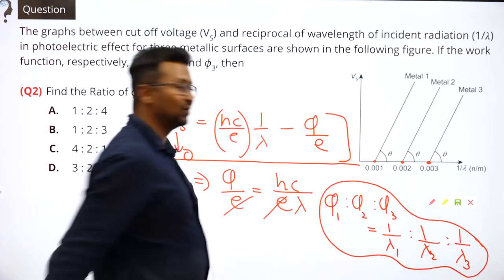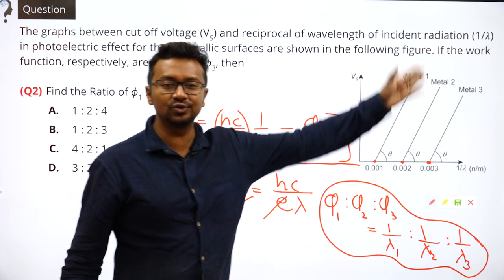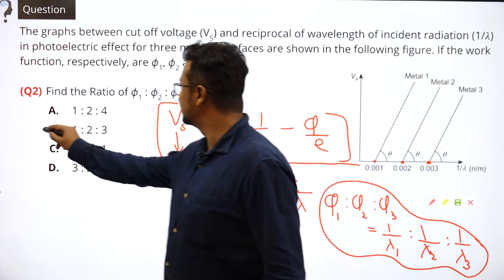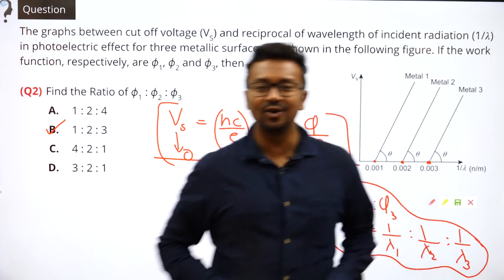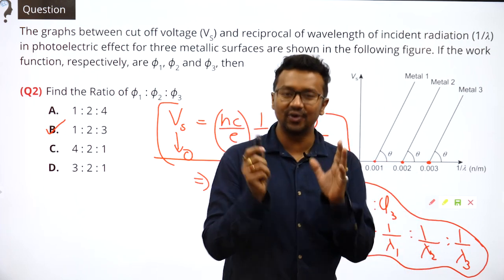All right, so I think that is very clear. 1 is to 2 is to 3 will be your answer. So that is option B, my dear students. Fine guys, let's go ahead and look at our last problem for today's session.